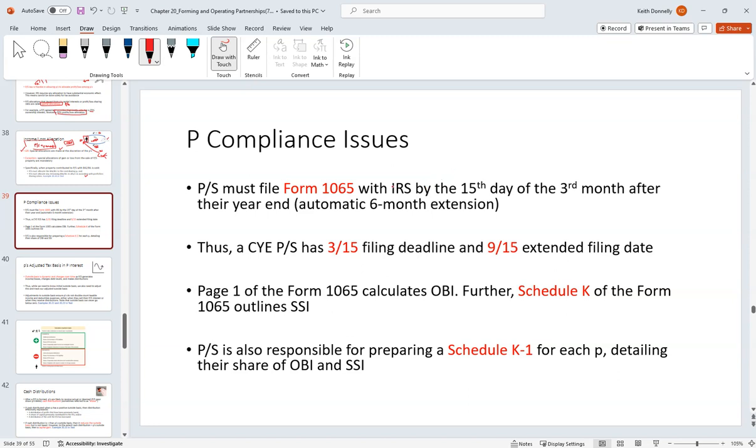All right, so some of this is mechanical. We talked about it. They file a 1065. Generally, you're looking at 3/15 original due date, 9/15 extended. We talked a little bit about the Schedule K, right? That's going to have those separately stated items. Ordinary business income will be line 1 on there. That then gets pushed out to each partner on their K-1.